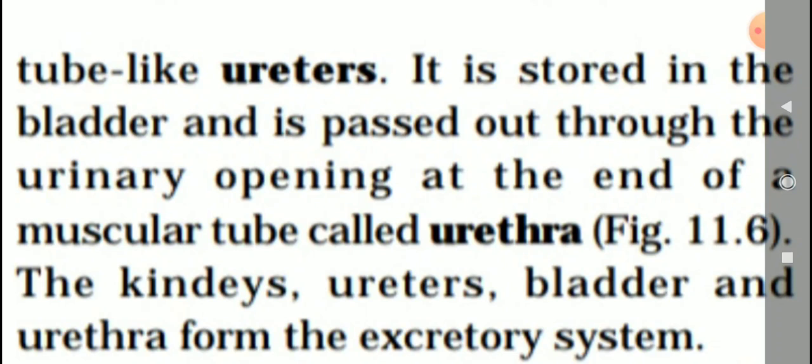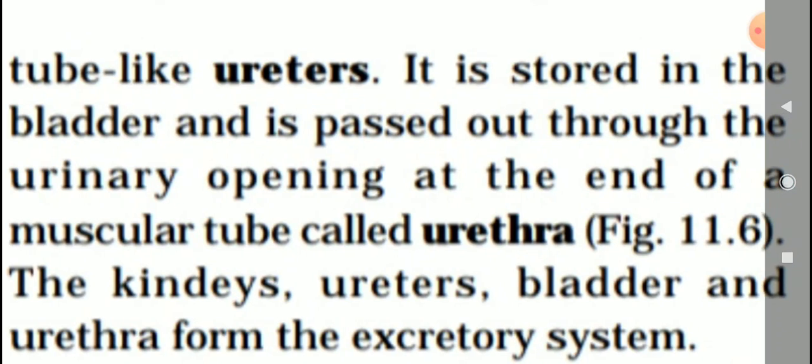So, what is the excretion process? The waste dissolved in water is removed as urine. From the kidneys, urine goes into the urinary bladder through the tube-like ureters. Underline the word, students. It is stored in the bladder. The urine is stored in the bladder and is passed out through the urinary opening at the end of the muscular tube called the urethra. What is meant by urethra? What is meant by ureters?